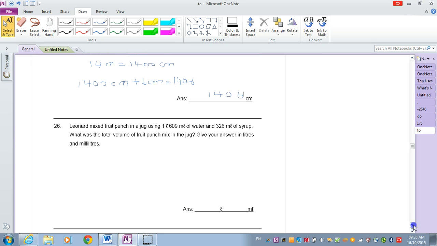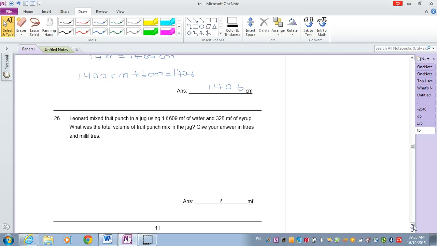Leonard mixed fruit punch in a jug using 1 liter 609 milliliters of water and 328 milliliters of syrup. What was the total volume of the fruit punch mixed in the jug? Give your answer in liters. So your mix is made up of syrup and the water. The water is in liters and milliliters, however, the syrup is in milliliters. So I'm going to write my water just in milliliters. So I know that 1 liter is equal to 1,000 milliliters.